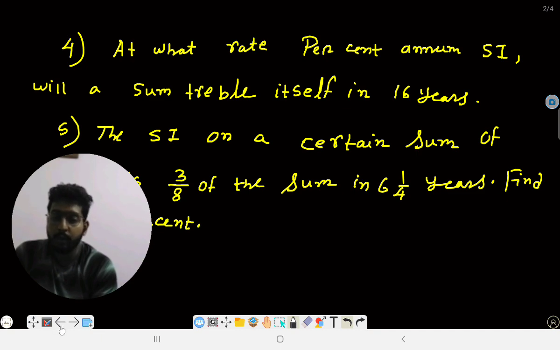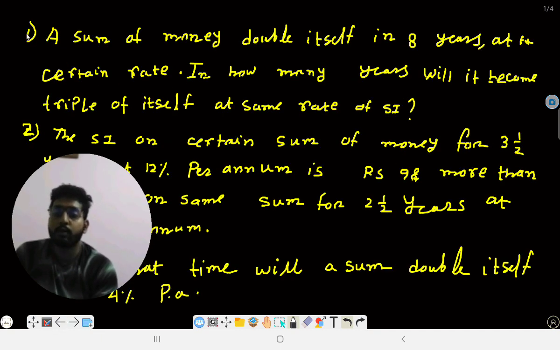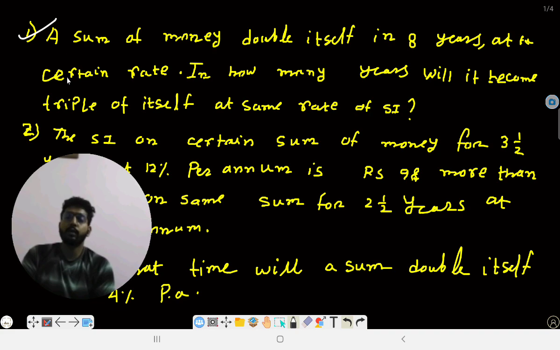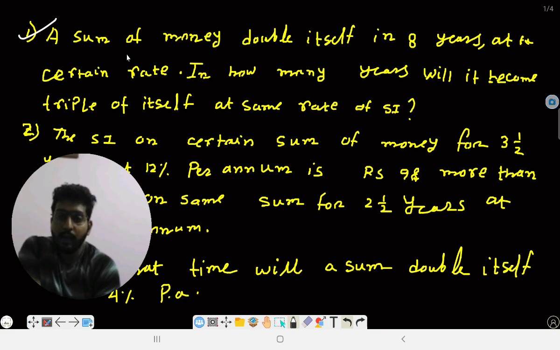Okay, simple interest. So question number 1. Again, what type of problem is this? First read whatever is given. First you have to write whatever is given here, then you have to solve it. The question says: a sum of money doubles itself in 8 years at a certain rate. In how many years will it become triple itself at the same rate of interest?